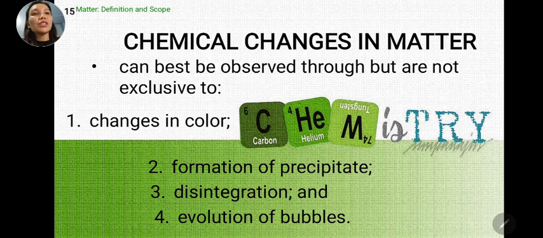Yung chemical changes naman in matter can best be observed through, but are not exclusive to, ito yung mga ma-observe natin kapag mayroong chemical changes na nangyayari. Merong changes in color, formation nung substance, meron tayong tinatawag na precipitate, nagkakaroon ng disintegration, and merong evolution of bubbles. Okay?